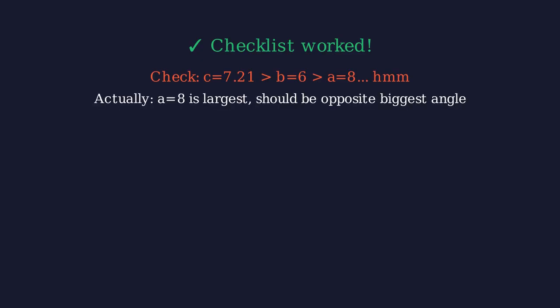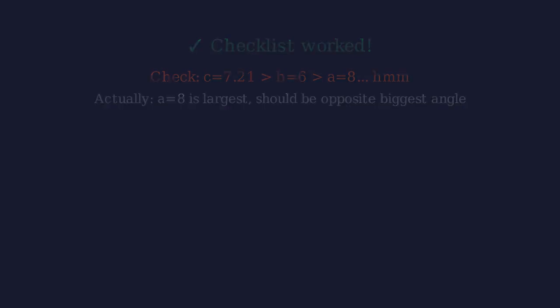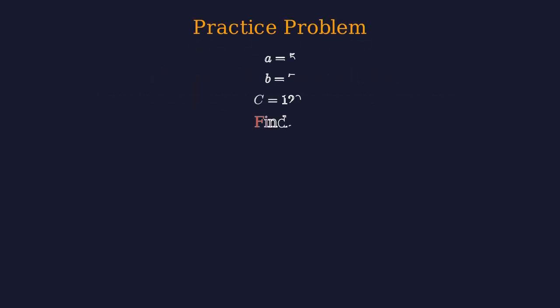The checklist worked. Cosine first, then a quick choice for angle B. After you compute an angle, ask, does this order make sense? The largest side must be opposite the largest angle. Try this one: triangle with sides 5 and 7 and angle between them 120 degrees. Find the third side. Run the 10-second checklist. Decide which rule and write the formula before calculating.